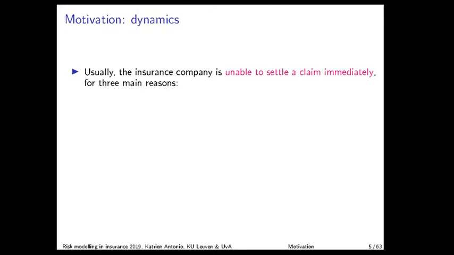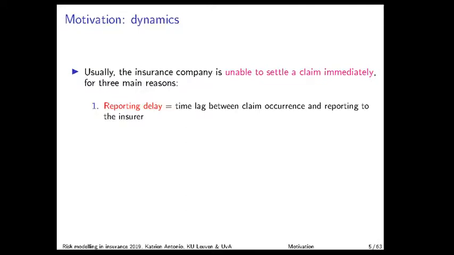Now, the timeline pictured on the previous sheet teaches you that usually the insurance company is unable to settle a claim immediately, and that's because of one of the following reasons. Delay in reporting exists typically. That is the time that elapses between the occurrence of the insured event or the accident and the reporting of this event to the insurance company. Claims do not get settled immediately, and you will label the time that elapses between reporting of a claim and its settlement as the settlement delay.